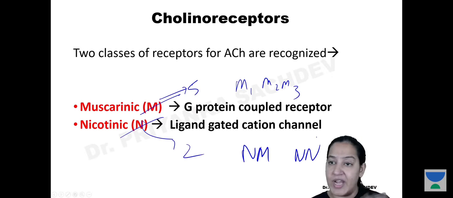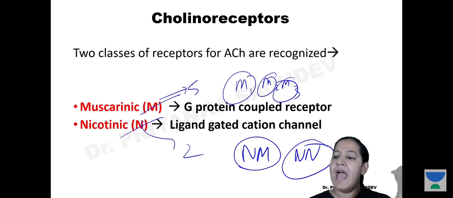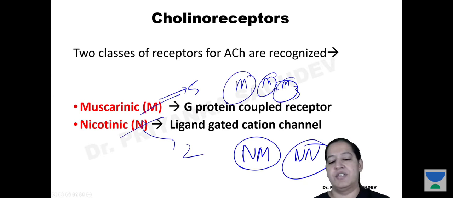Nicotinic N1, N2 are not there. NM and NN. And muscarinic M1, M2, M3. M4, M5 also exist, but they are not important. So these are the receptors.